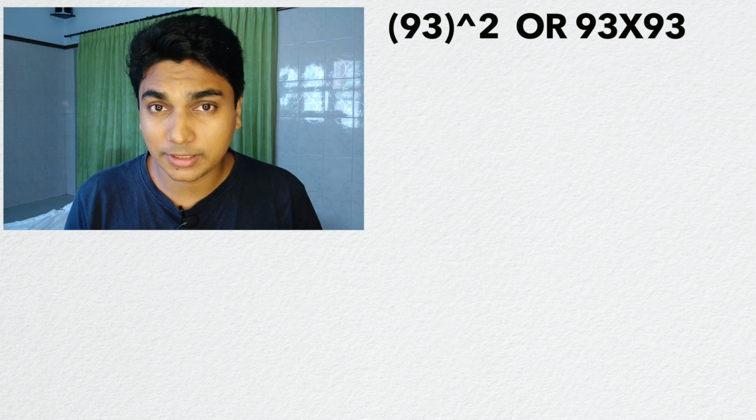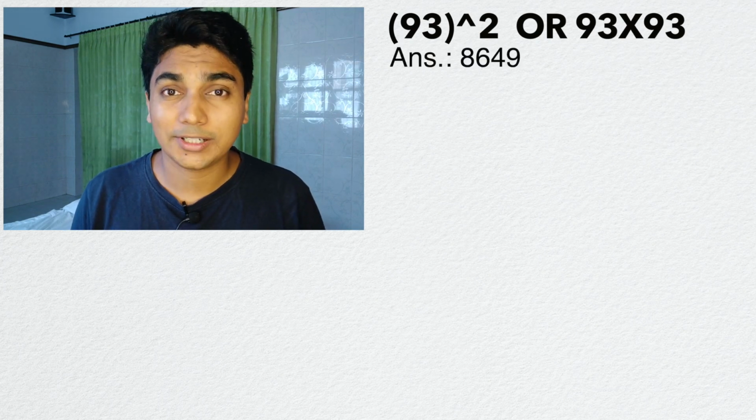The next trick is how to do squares for numbers below 100 that are near to 100. Let me give you an example. What is 93 square? The answer is really simple. 8649. How did I get it? Let me explain it to you.